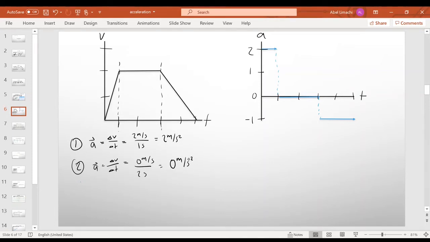All right, well, this 0 meters per second squared lasts for 2 seconds. So we graph it here. 0 meters per second squared, 2 seconds.